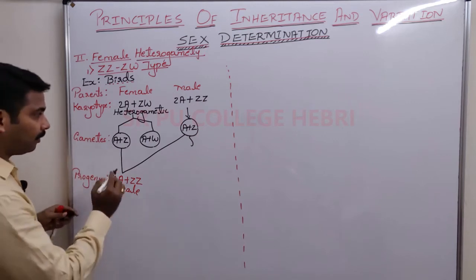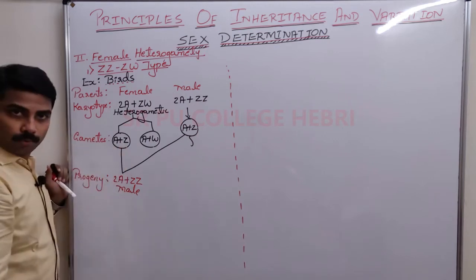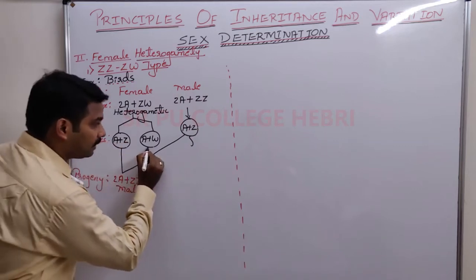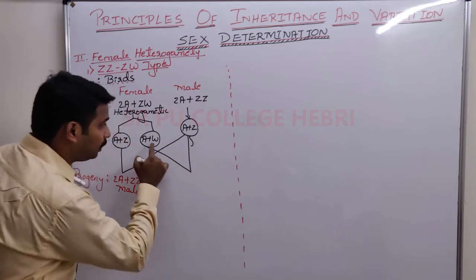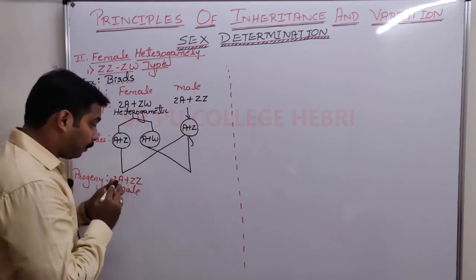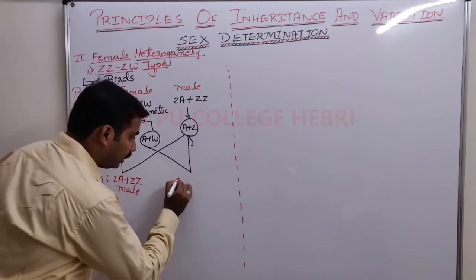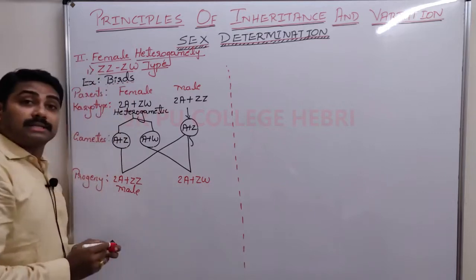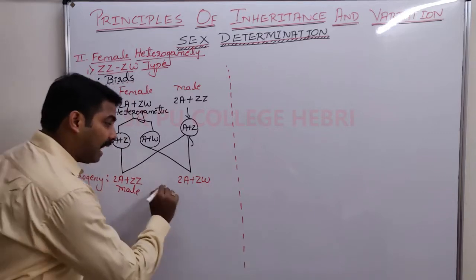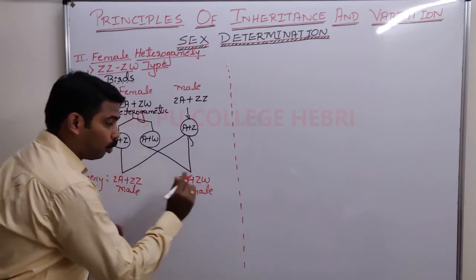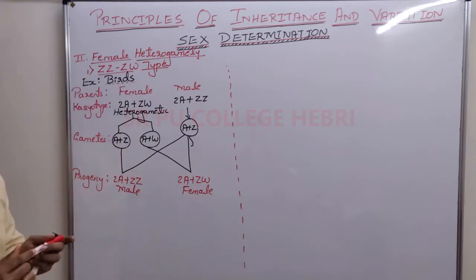Instead of the egg having Z chromosome, if the egg having W chromosome is fertilized by the sperm, then the progeny is going to have diploid number of autosomes along with ZW chromosome and hence develops into what? Female. I hope you are understanding the concept. You are getting the concept here, which is very simple.